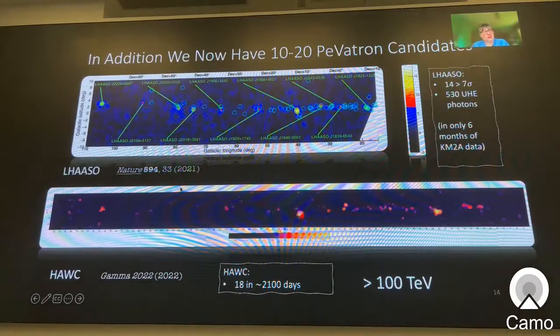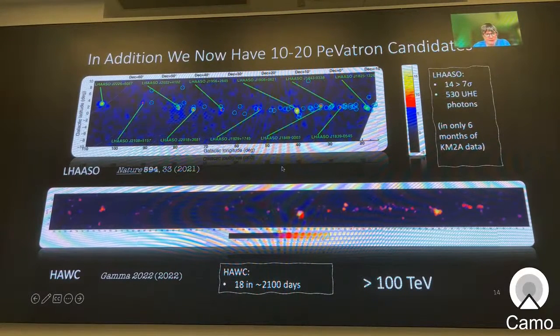So, in addition, and that was, I guess, the big news last year, is that we now have between 10 and 20 PeVatron candidates and counting. What you see here is a map from the Nature publication by LHAASO in 2021, and they detected 14 sources at very high significance that corresponds to 530 ultraviolet photons, and that is really impressive. Only 6 months of KM2A data, so half a year of data from one of their subcomponents.